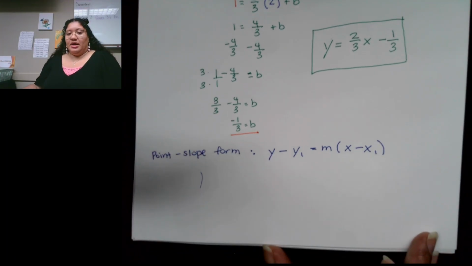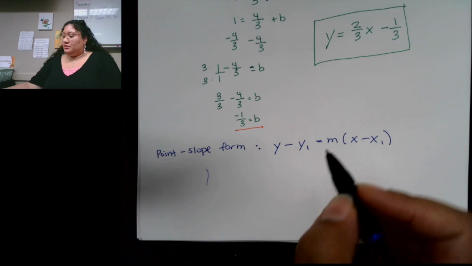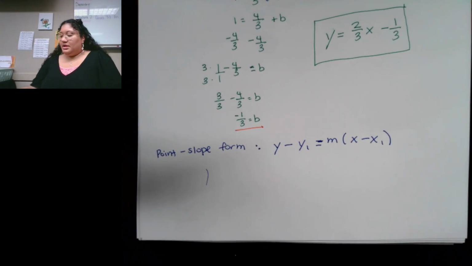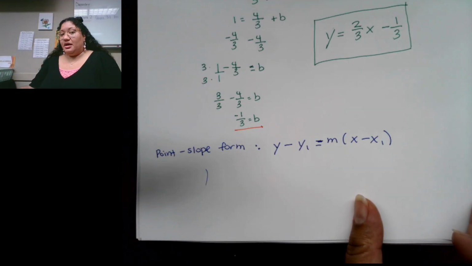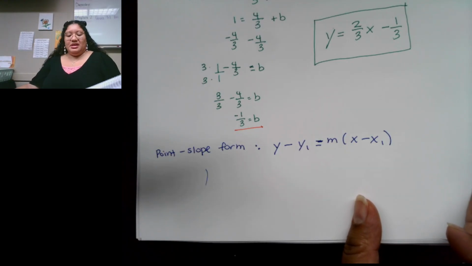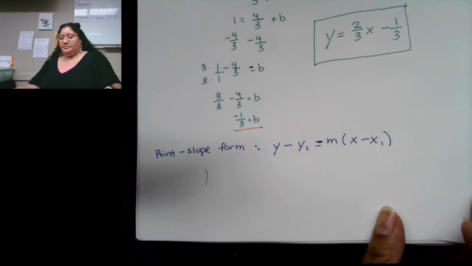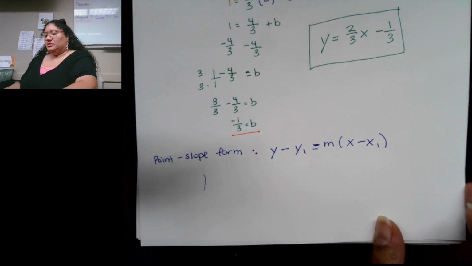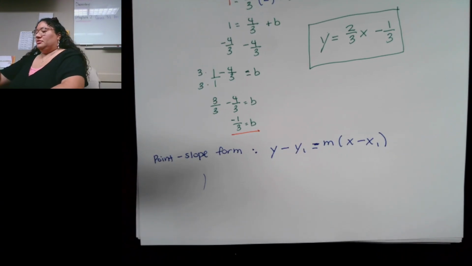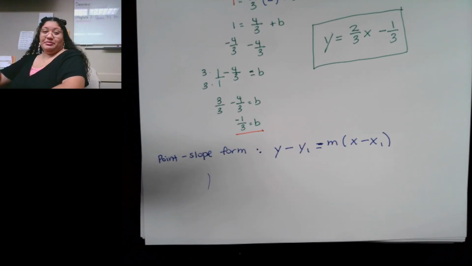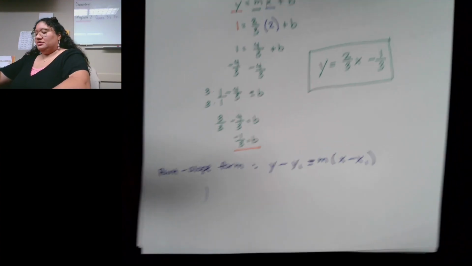So again, y minus y1 equals m times x minus x1. Okay. You guys got it? Because I want to do an example next, and I'm going to need more space than what I have right there. If you guys need more time, Miss Andres will pause for you. So I'm going to keep moving forward.